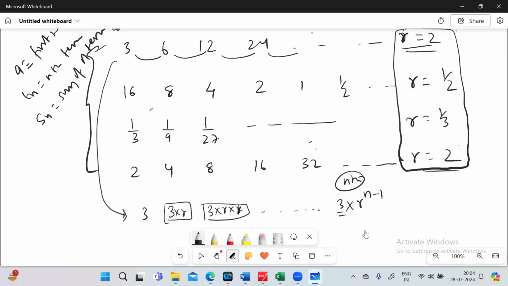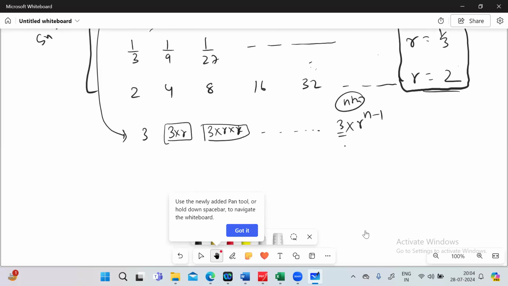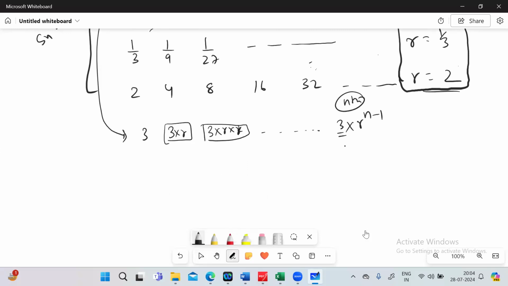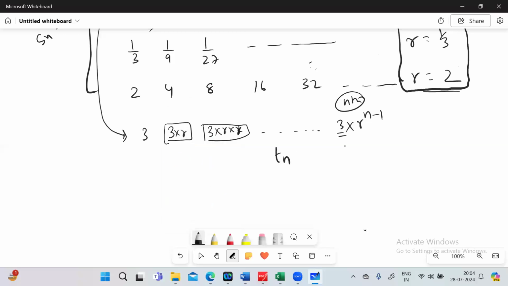So the general formula for the nth term will be Tn is equal to A into R to the power n minus 1. Okay. So rest everything will be same as AP.